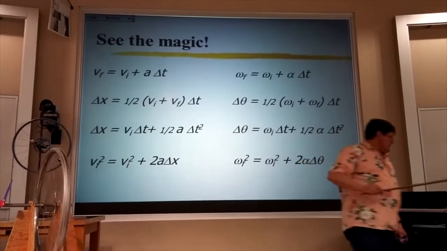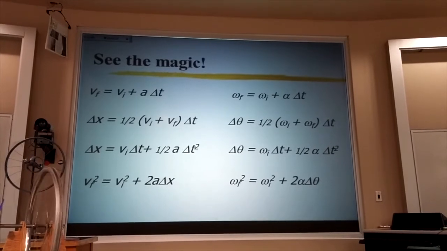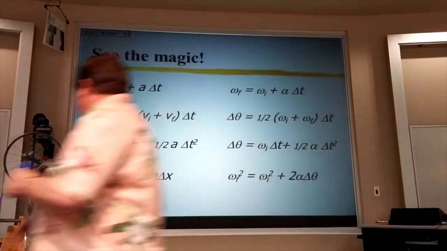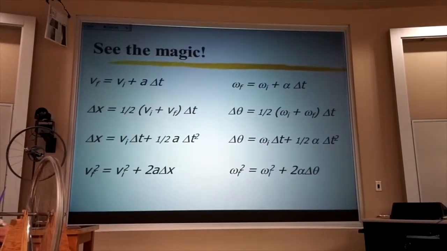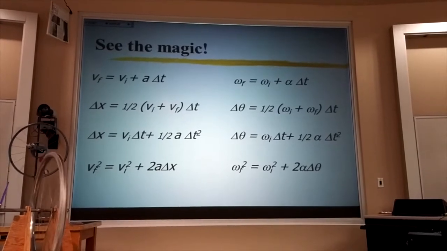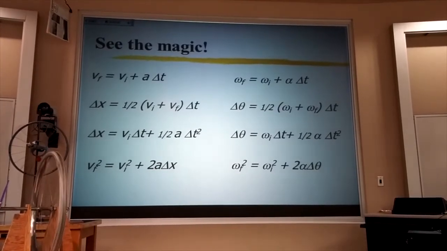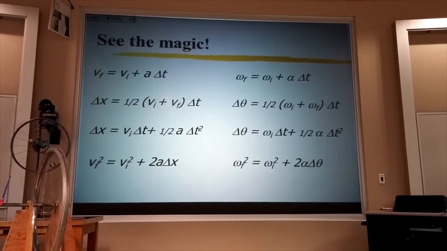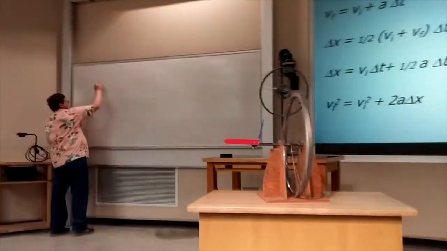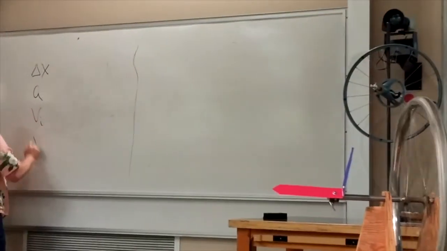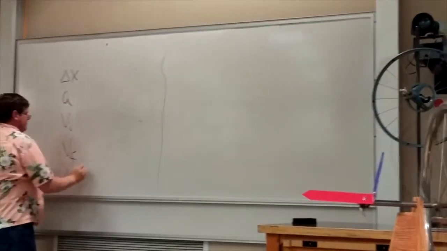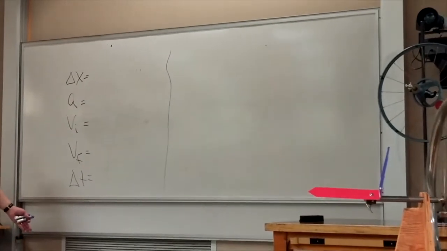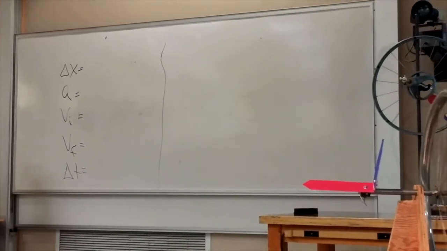Now, we solve linear kinematic equations by making a list. We make a list of the 5 players, and that list always looks the same. We've got delta x, we've got a, we've got v initial, v final, and delta t. And we have to find 3 of these from our problem statement in order to solve for the other 2.